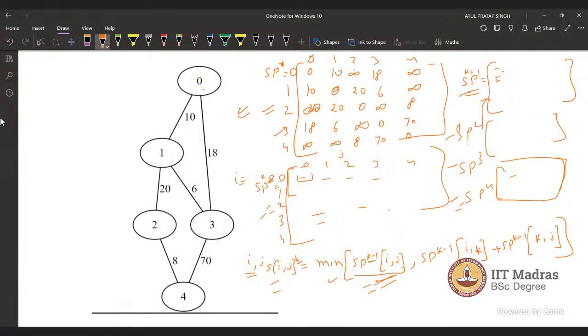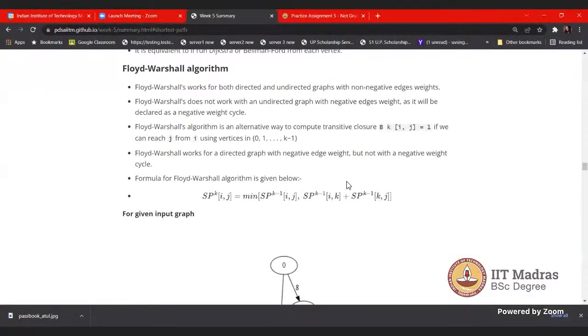We cannot calculate every single value in this video, as it would take a lot of time. Total 5 nodes are given, so 5 into 5 is 25 for each matrix, and 25 into 5 is 125 times we have to apply this formula to calculate every single value. That is how the algorithm works. So this is the basic formula for the Floyd-Warshall algorithm.